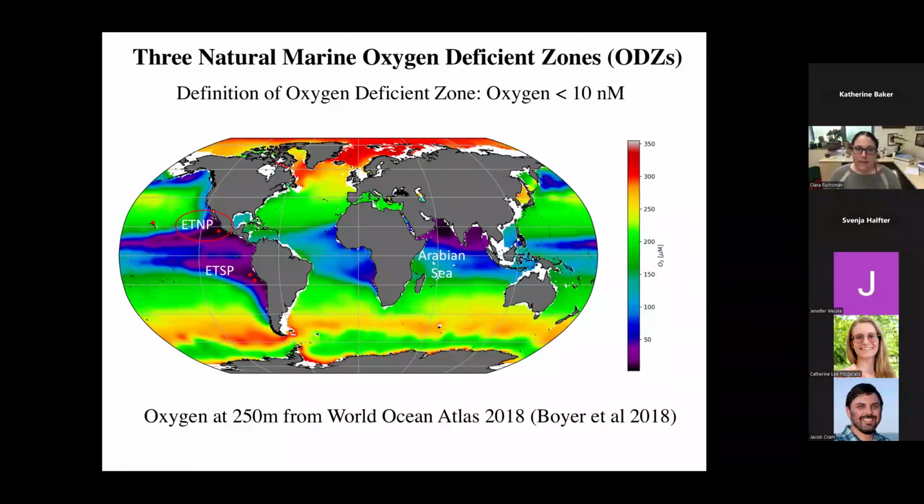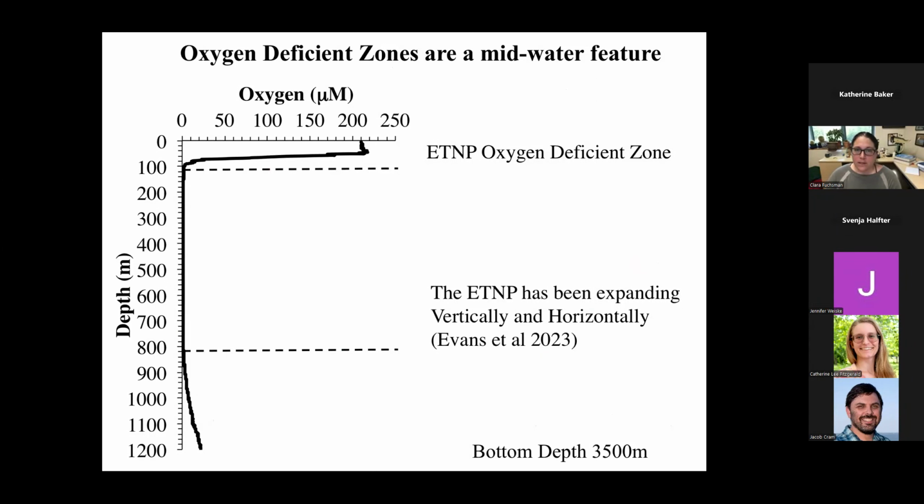There are 3 natural marine oxygen deficient zones in the ocean, where the definition of an oxygen deficient zone is less than 10 nanomolar oxygen. There's the Eastern Tropical North Pacific, which is where we're going to be mostly talking about today. That's off of Mexico. There's also the Eastern Tropical South Pacific off of Chile and the Arabian Sea by India. And oxygen deficient zones are a mid-water feature.